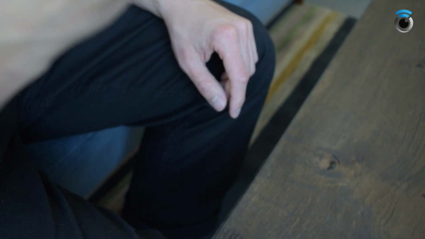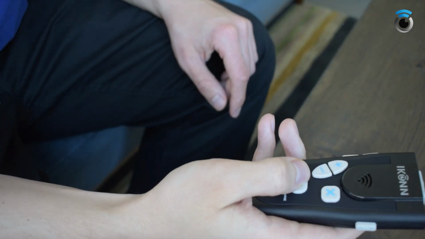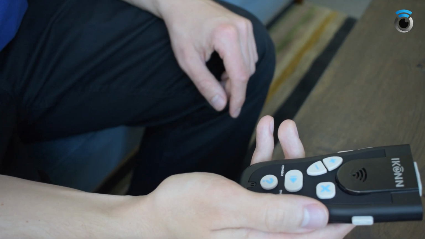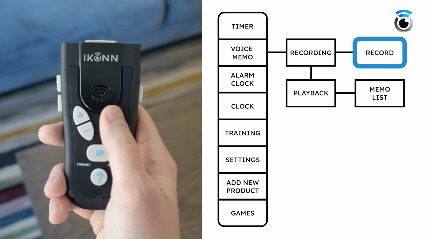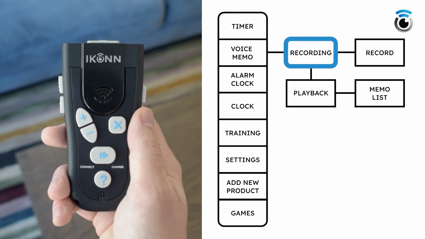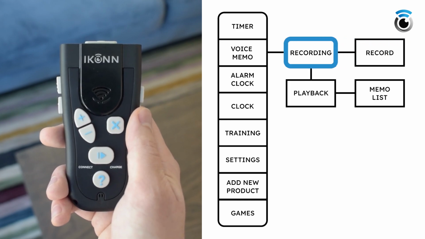Ensure you speak directly to the microphone during the memo recording. Remember the bank appointment on Wednesday. Recording saved. You can record more memos or go to the playback menu to hear your messages. Use the arrow buttons to choose between playback or recording a memo.